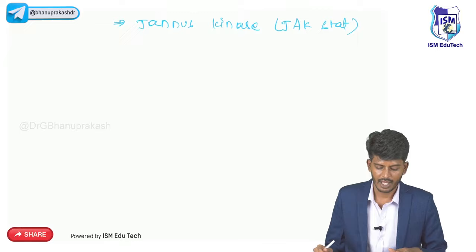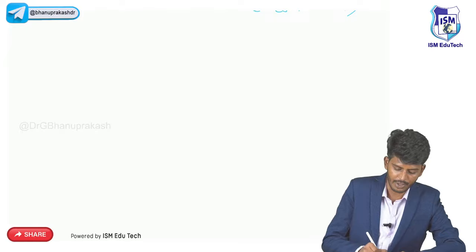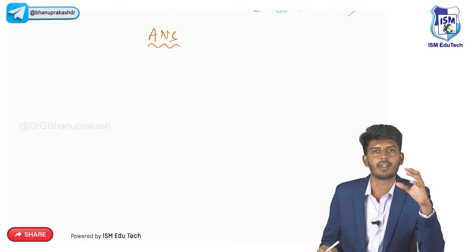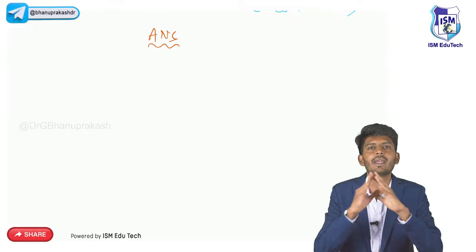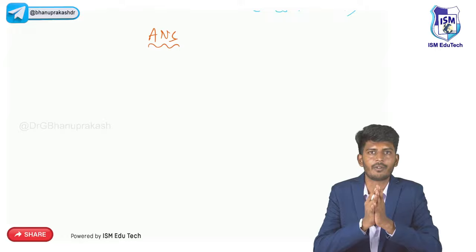The next important aspect is the autonomic nervous system. So far, what we discussed is general pharma. There are very few questions, but very confusing ones. If you know the autonomic nervous system, 50% of pharma will become pretty easy. Okay, let's start with that.